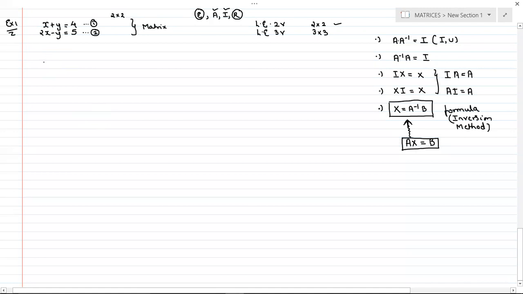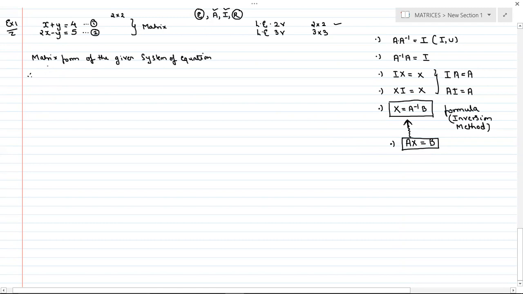Now let's see how to convert this into matrix form. So here you will write the matrix form of the given system of equations, where we know that for the inversion method, this is the actual format, that is AX equals B. Remember this, AX equals B. Now what is A, we'll see first.